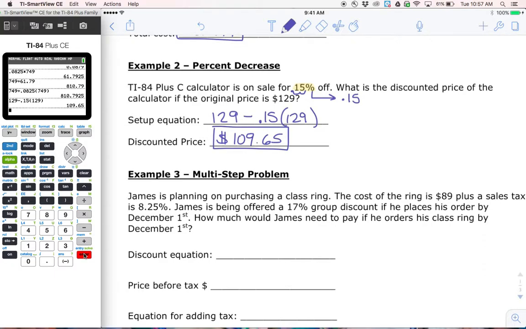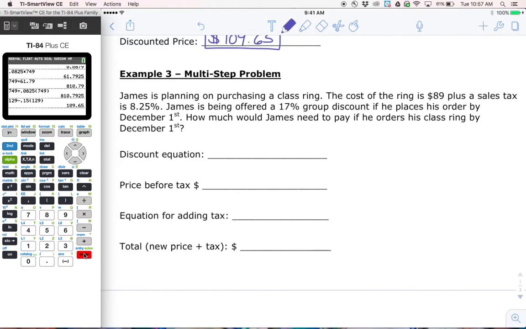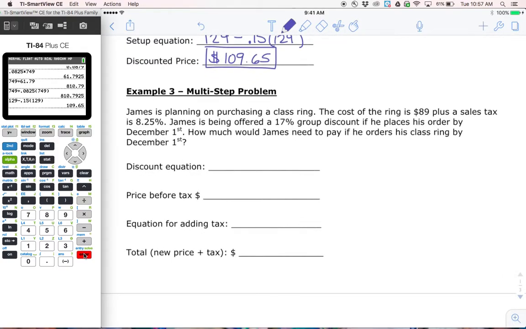All right, last but not least. I love this problem. This problem is definitely more real world than the other two because, well, let's just read it. It says, James is planning on purchasing a class ring. The cost of the ring is $89 plus a sales tax of 8.25%. He is also being offered a 17% discount if he places his order by December 1st. So how much would he pay if his order is put in by December 1st?